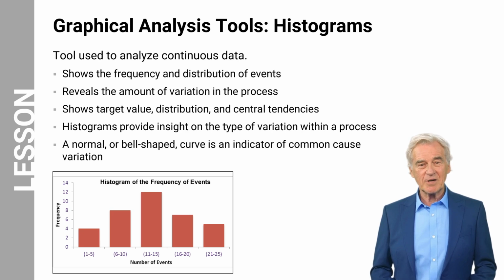A normal or bell-shaped curve is an indicator of common cause variation. The histogram shown here uses a discrete tally of the frequency of events and illustrates a normal distribution curve. By looking at the histogram, we can estimate that the central tendency is somewhere in the 11-15 bin range.